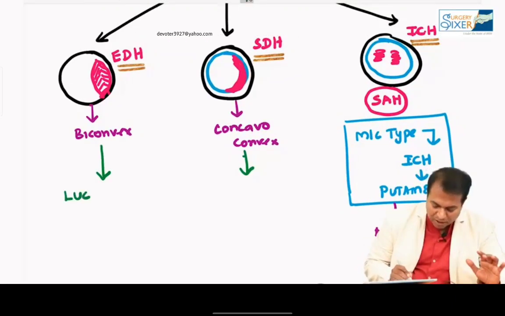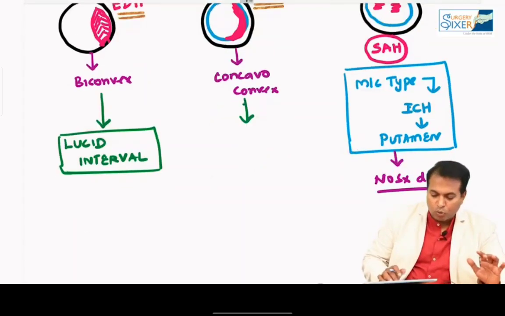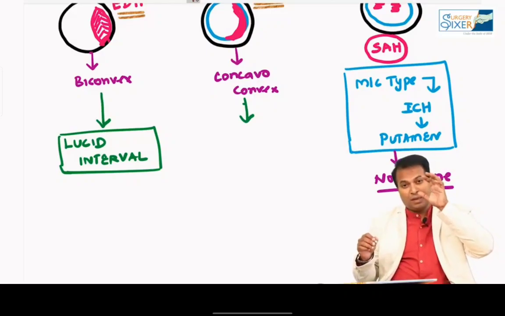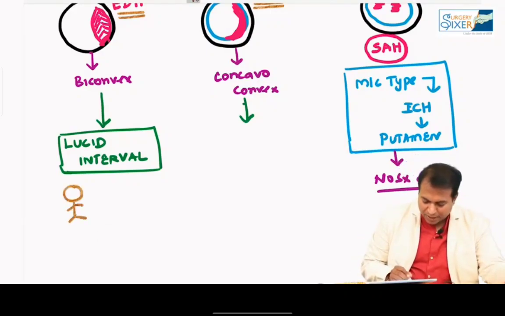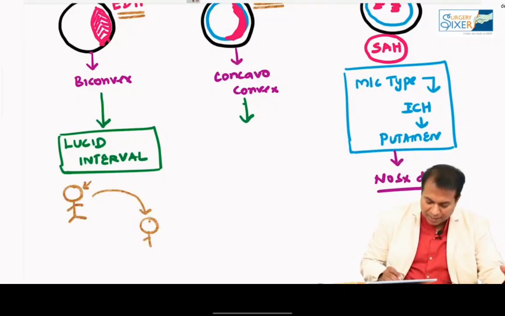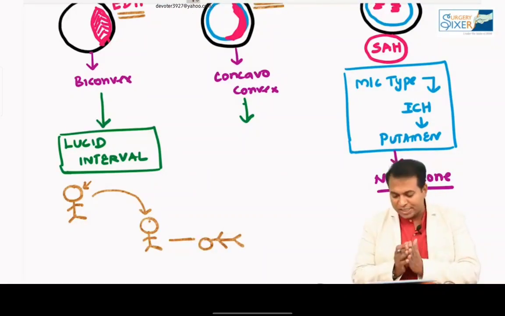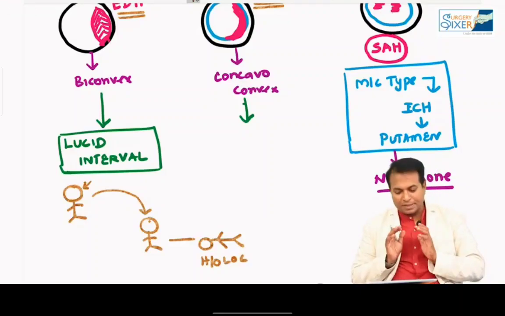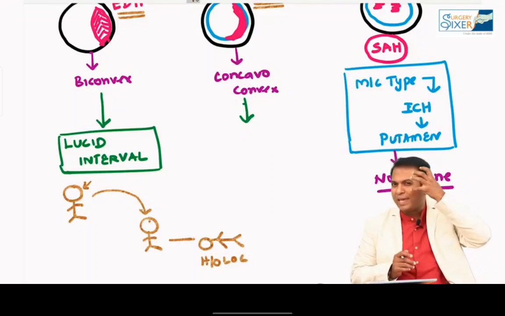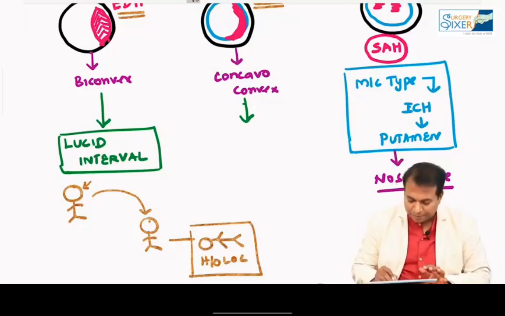EDH patients will have a lucid interval. Please don't forget, they will have a lucid interval. What do you mean by lucid interval? A patient gets a head injury, he himself walks to the hospital, he is doing all sorts of activities, and suddenly feels unconscious. This is known as lucid interval. There is a period of normal consciousness before he goes into LOC. The reason is that there is a slowly expanding hematoma, and it takes some time to cause LOC.